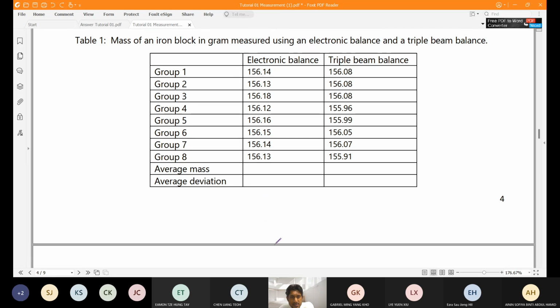the average deviation will be, let me find out the total mean average mass. For this electronic balance we are finding 156.14, something like that. 156.14. And for this we will find it is 156.03.